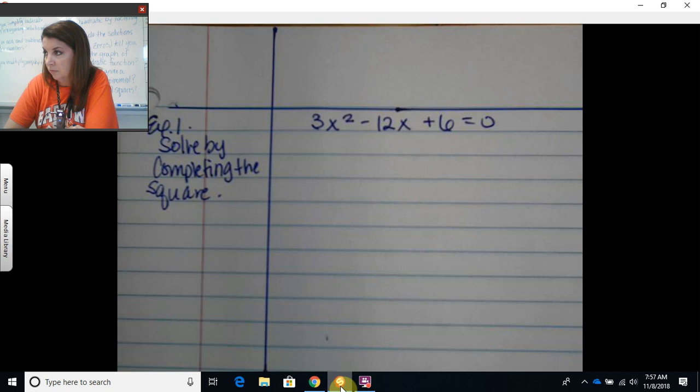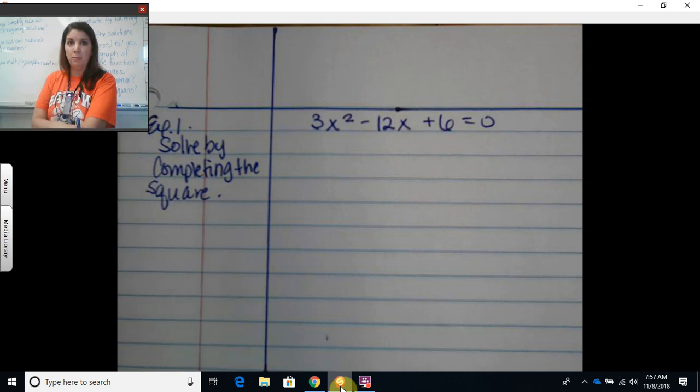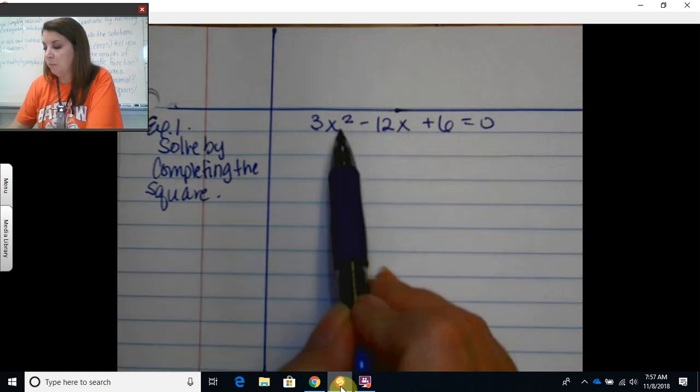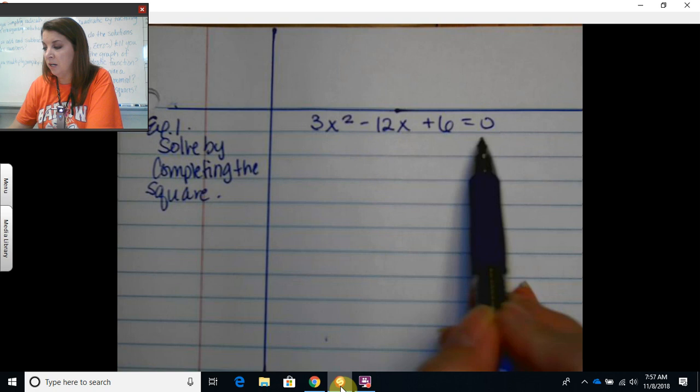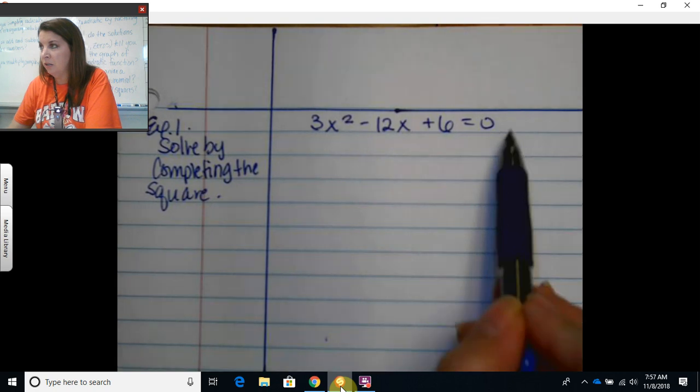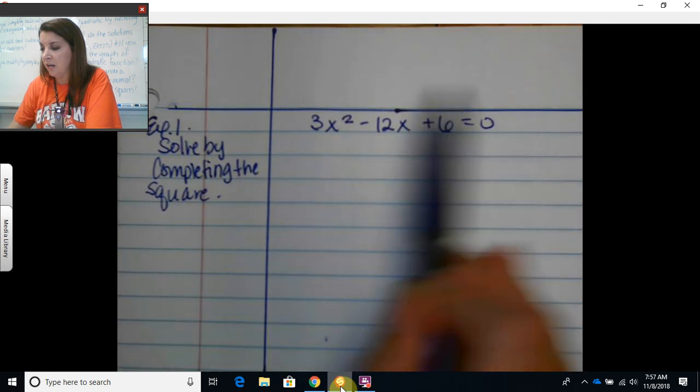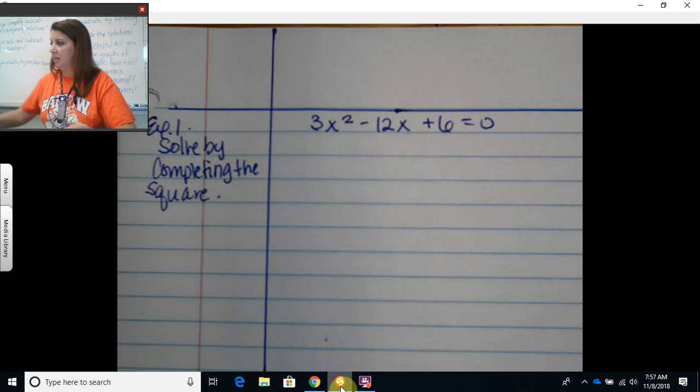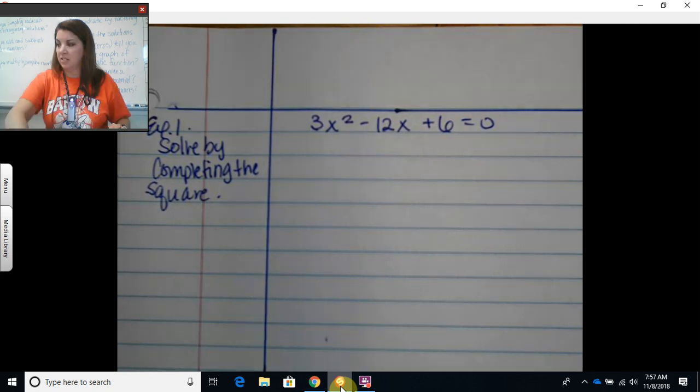According to your notes, what's the first thing we should do? Exactly. Put it in ax squared plus bx equals c form. Sometimes it's already going to be like that. But if it's not, you got to put it that way, okay? So right now, it's an ax squared plus bx plus c equals 0. We want that constant moved to the other side, the quadratic term and the linear term. We want that to stay on the left side, okay?